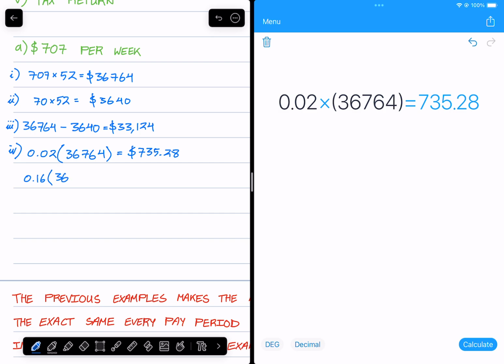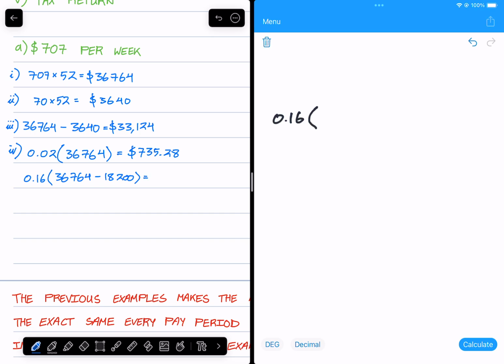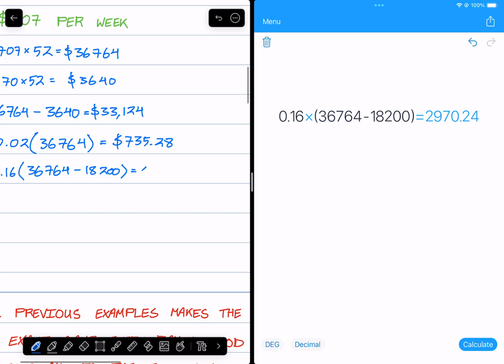So 36,764 minus $18,200. So 16 cents for every amount above. So 36,764 minus $18,200. This person's income tax is $2,970.24.